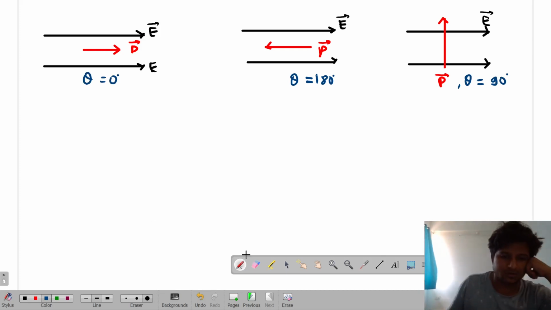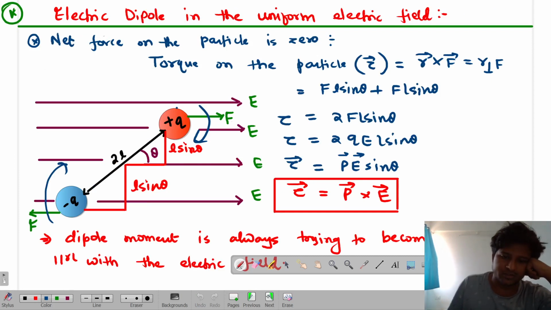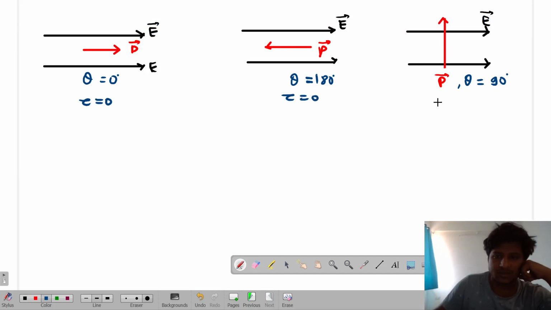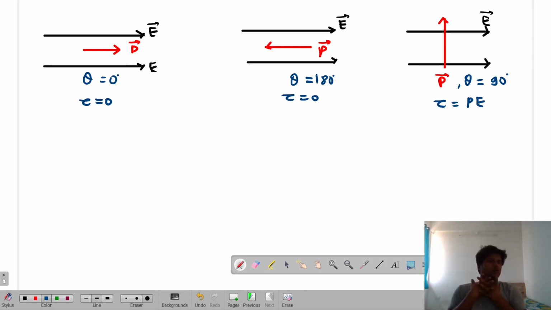Are you able to get me? Now if theta is 0, the torque will be 0. Here also the torque is 0. Here the torque is pE, isn't it? Are you able to get me? Then talk about the stability of all of these configurations. Which one is stable, which one is not stable?